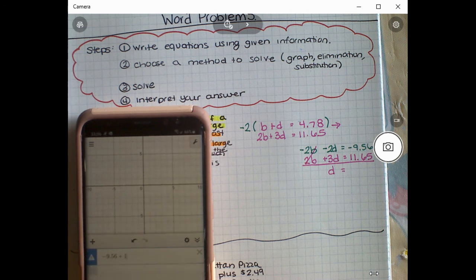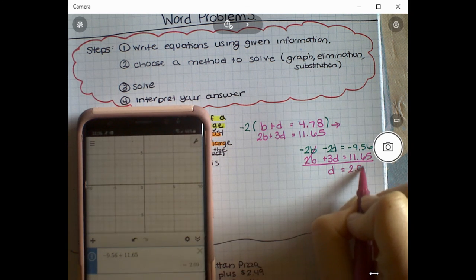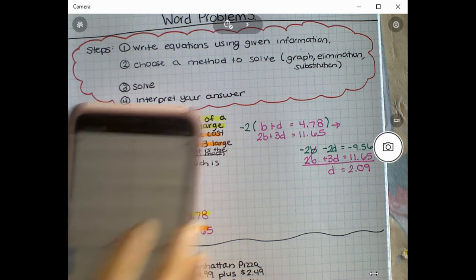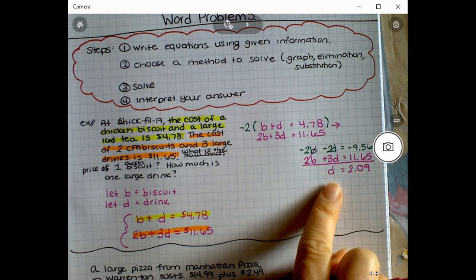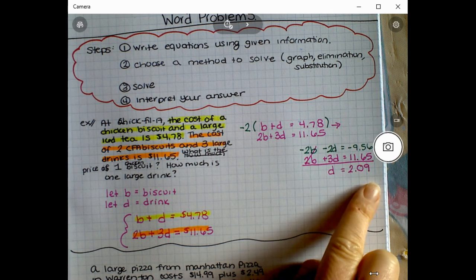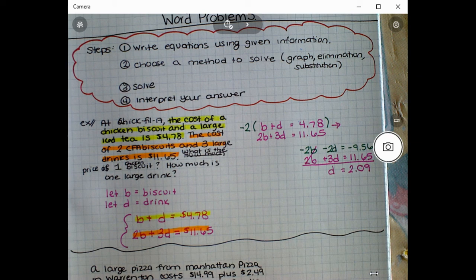-$9.56 plus 11.65. D equals 2.09. All right. So now we know how much a drink costs. A drink costs $2.09.